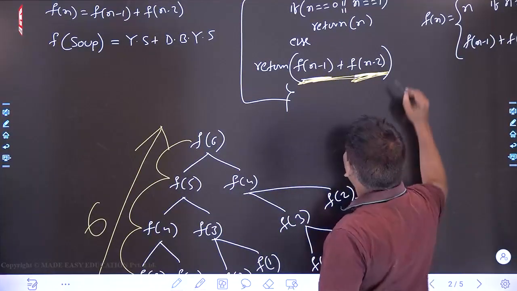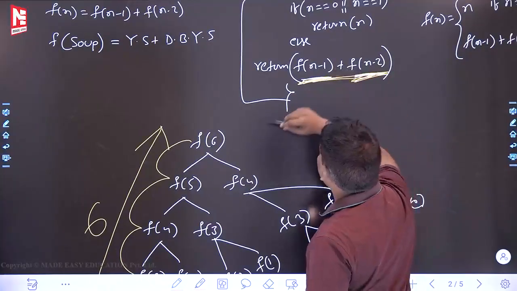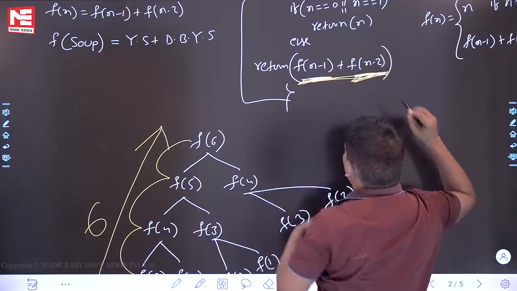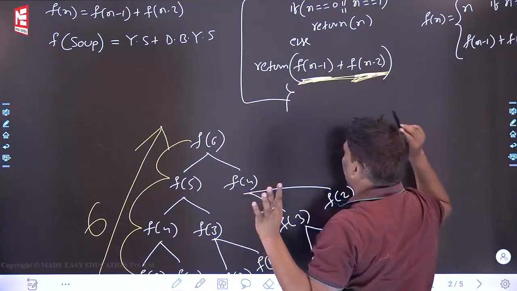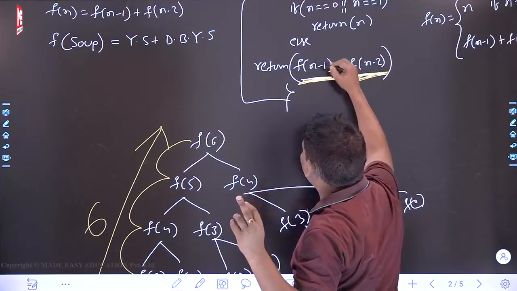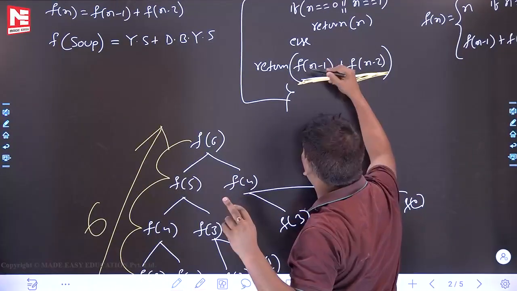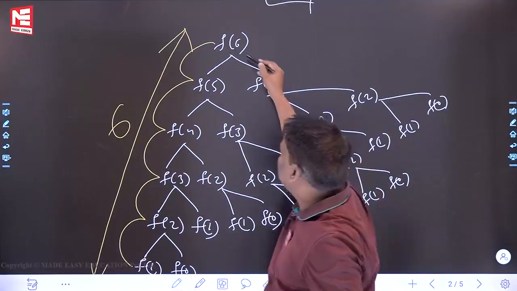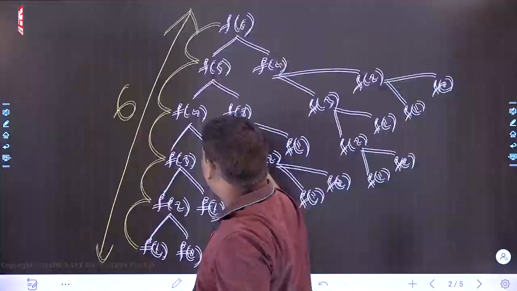Please be careful. If one more child is there, left is there, right is there, middle is also there. The first one means left, the last one means right. What is the left one? Always decrementing by 1. If you always decrement by 1, 1, 1, 1, 1, what is the answer? An n-level tree will come.